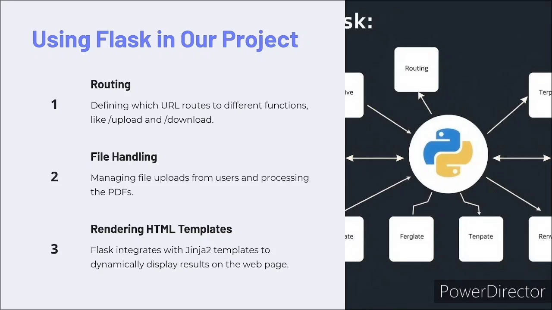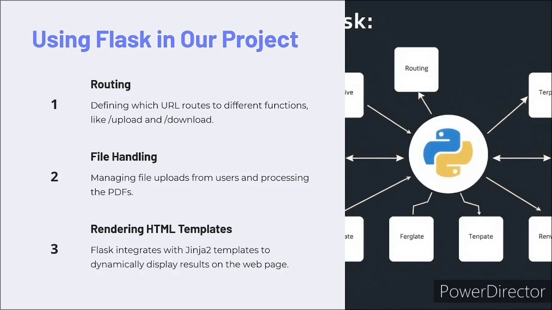Now in the next slide, we will see how to use Flask in our project. Flask is responsible for performing various functions such as routing. Routing is used for defining which URL routes to different functions like /upload and /download, etc. It's also used for file handling, for managing the file uploads from the users and processing the PDF.